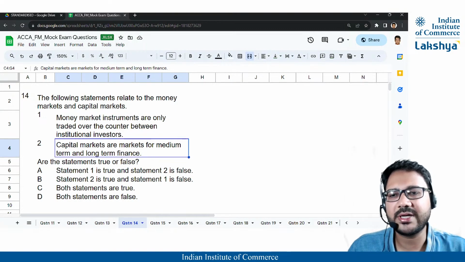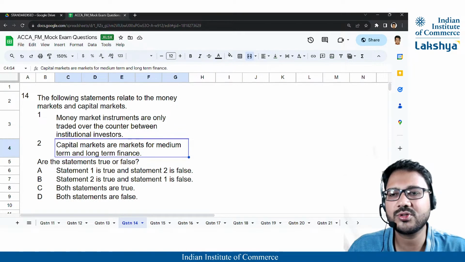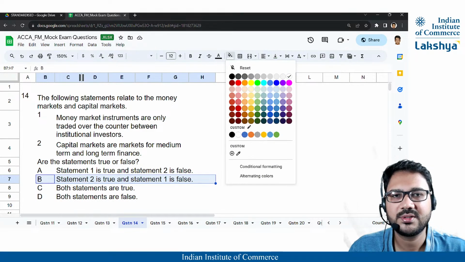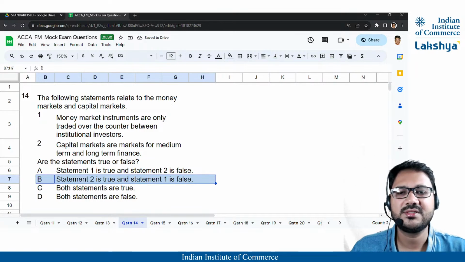And statement number two, that is capital markets are markets for medium term and long term finance. Well, capital markets, yes, medium term and long term. Money market is short term. So this statement is true. So statement number one is false and statement number two is true. Both statements are true? That's incorrect. Yeah, okay, this seems to be correct. Option number B seems correct.